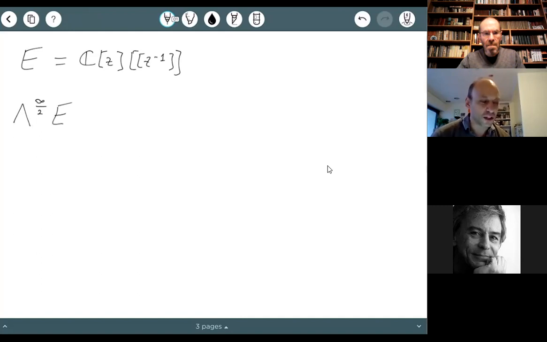So let me first give you one vector in this space that is called the vacuum vector. It's the simplest vector. It is z to the power 1 wedge z to the power 2 wedge z to the power 3 wedge and so on.